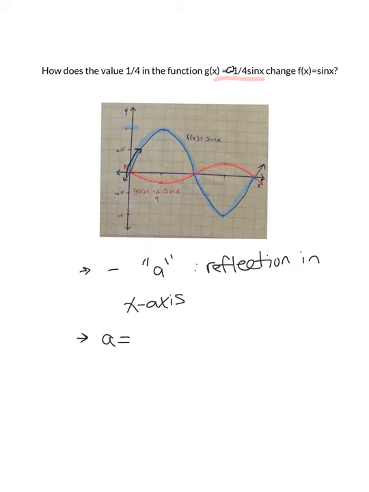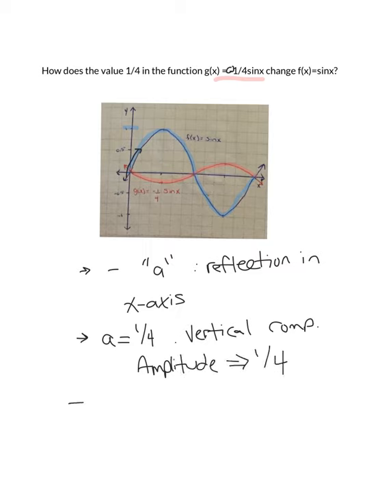The fact that A was 1/4 means that we have this vertical compression. But really, what it's saying is that our amplitude is now just 1/4 instead of 1. My period is still 360 degrees, and my equation of the axes is still y equals 0.